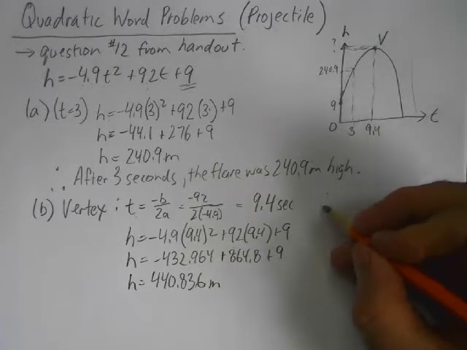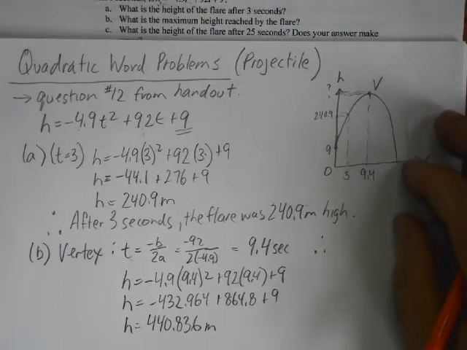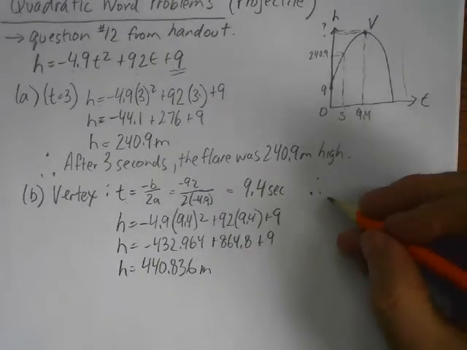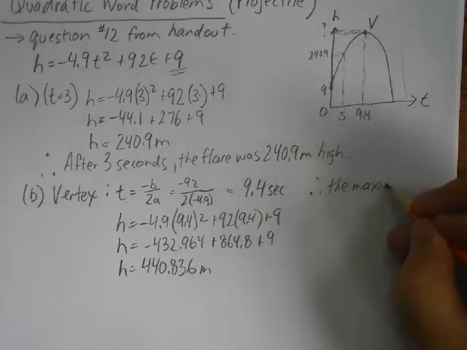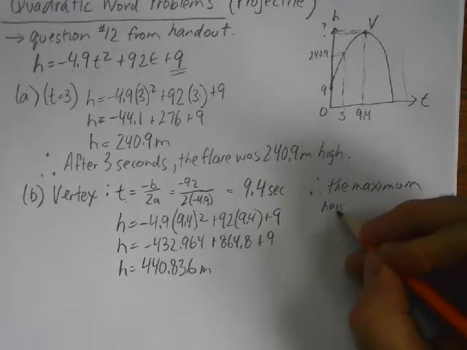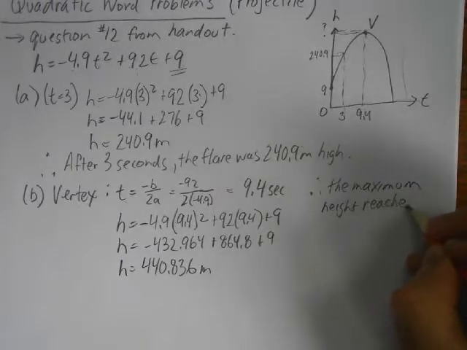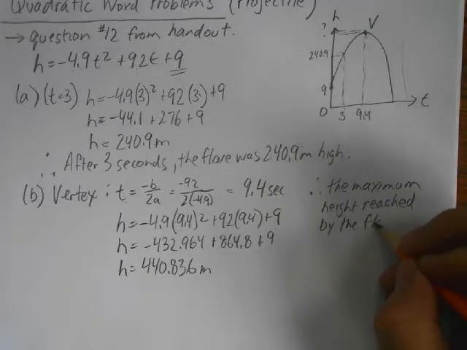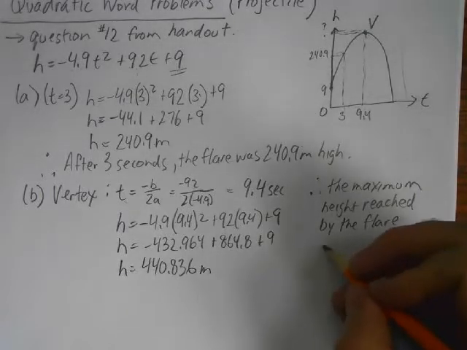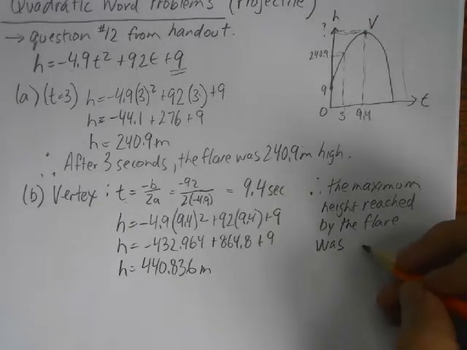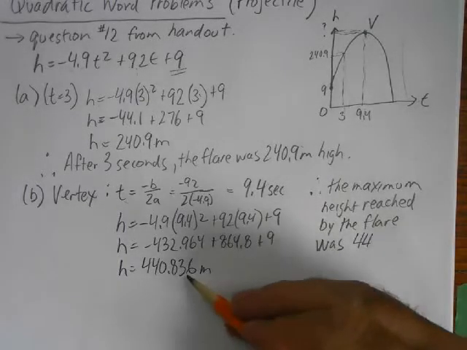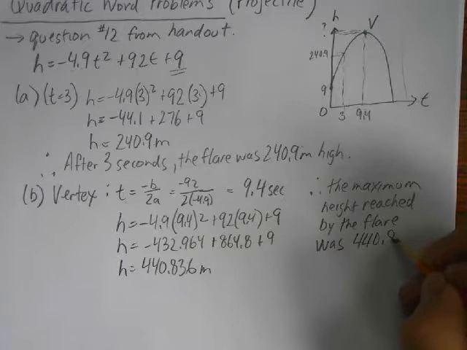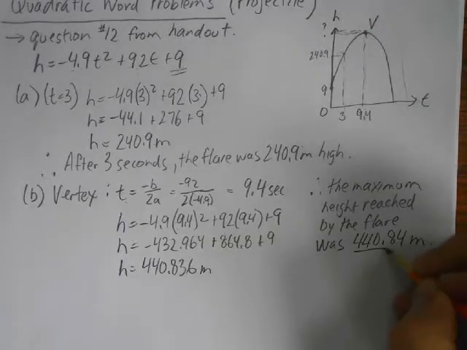So let's answer the question. It says, what is the maximum height reached by the flare? So therefore, the maximum height reached by the flare. You notice I'm just repeating the same words back. Is, and now, or was, because it already happened, I guess. But that would be 440. And I'm going to round to 2 decimals. Like I said, that's as far as I would go, 0.84 meters.